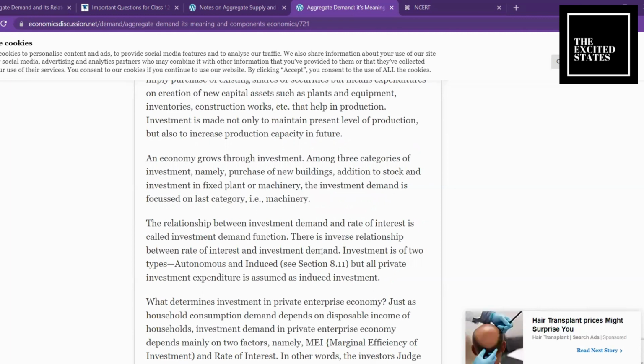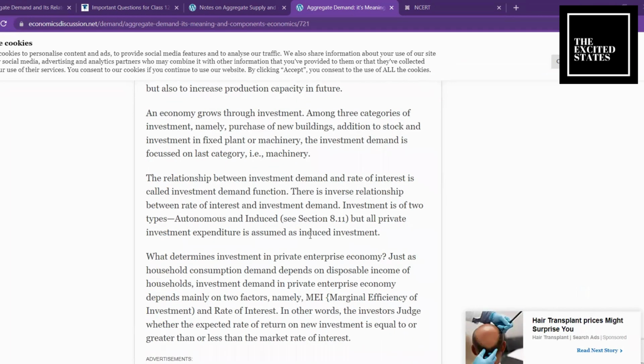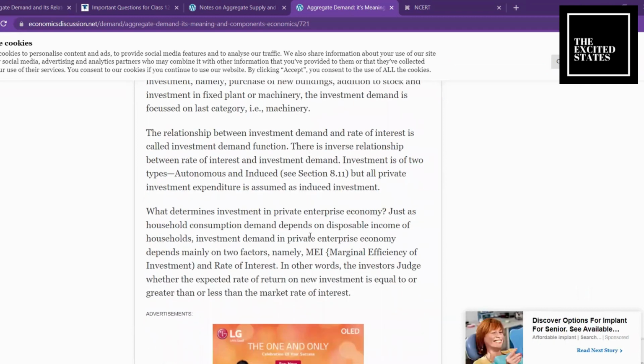Yes, ma'am. Yeah, so now here we are talking about the relationship between investment demand and rate of interest. It's called the demand function. We have talked about the investment multiplier, but here we have something called the investment demand function. So what is the investment demand function?